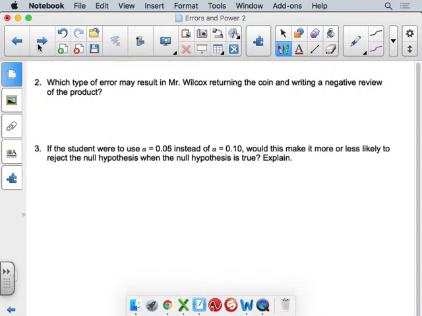So this is like the type 1 error. He finds evidence that the manufacturer is lying to him, but it turns out he's the one that made a mistake, there was an error. Alright, I'm going to do another problem with you, and then we're going to talk about alpha.